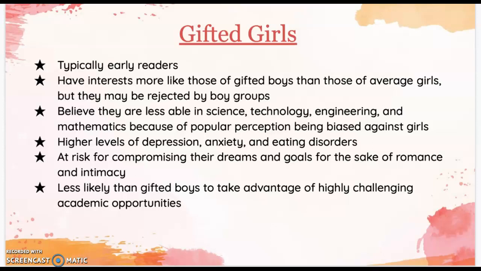We also have that they are at risk for compromising their dreams and goals for the sake of romance and intimacy. We see that the earlier that gifted girls begin these relationships, the less that they will achieve. And this can really negatively affect them early because they start to value these things higher than their schoolwork. We see this even more in high school and college because even the people that surround them, their friends and their peers, start to value their relationships more than the accomplishments that they're making in school.